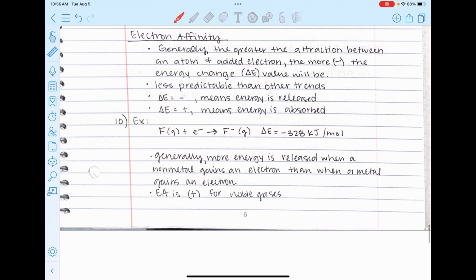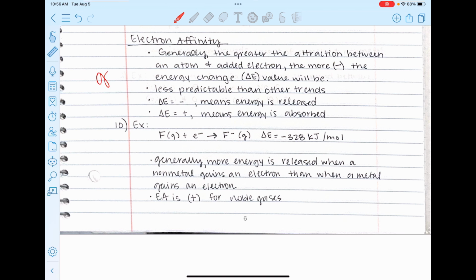Okay, and also this one deals with elements in a gas state. This one's really specific, right? Gas state only. And none of the other trends reference what state of matter the element's in. Now, this one's less predictable, like I said, than other trends, because it just doesn't follow quite as well. So delta E represents an energy change. Delta means change, capital E represents energy. You'll see that often. So when delta E is negative, that means the energy is being released. When delta E is positive, that means the energy is being absorbed.